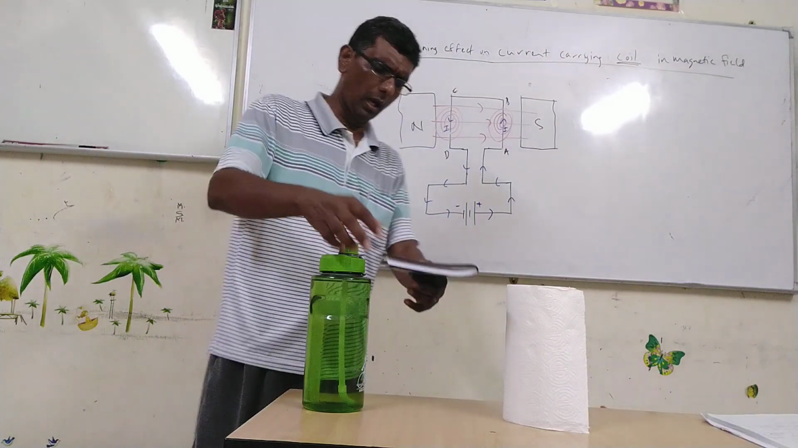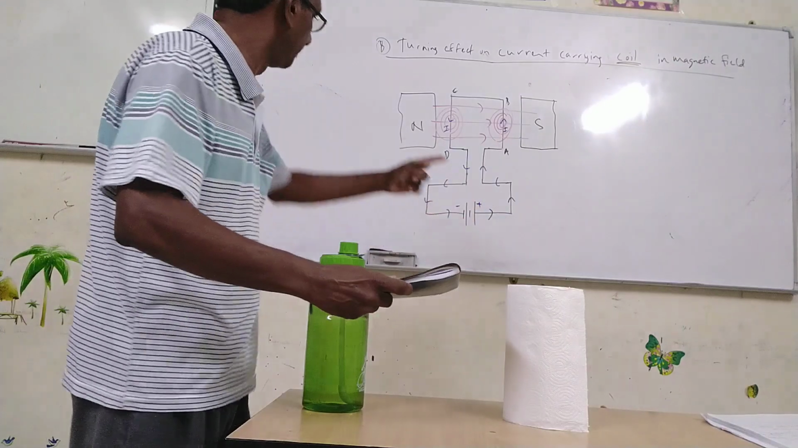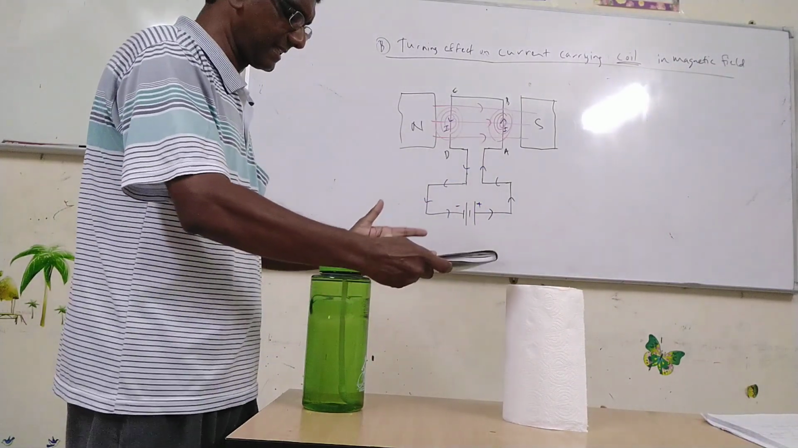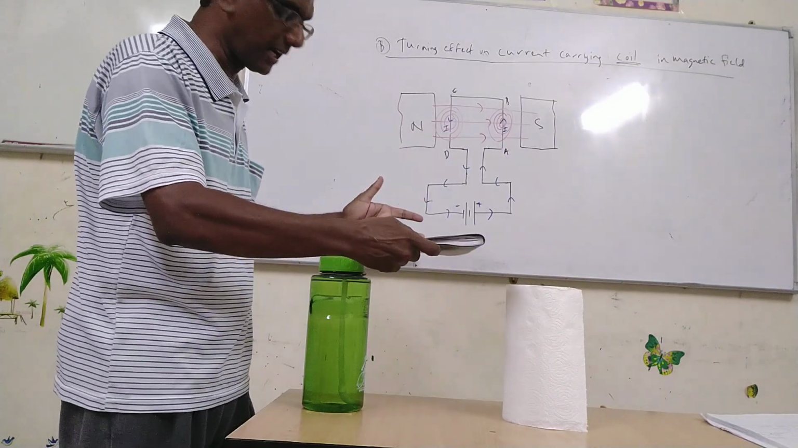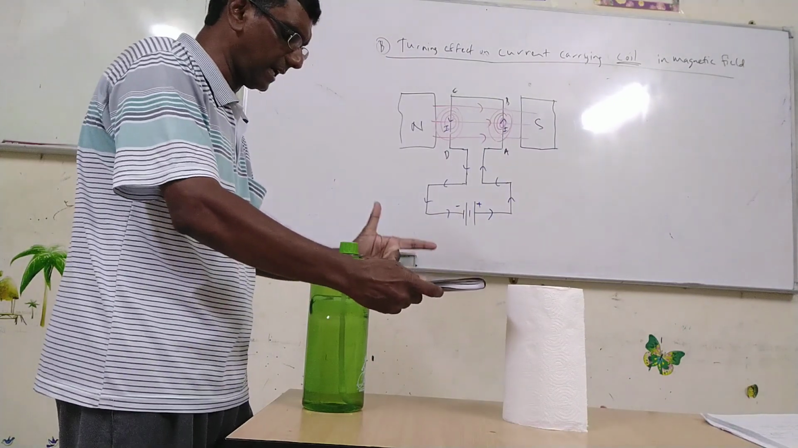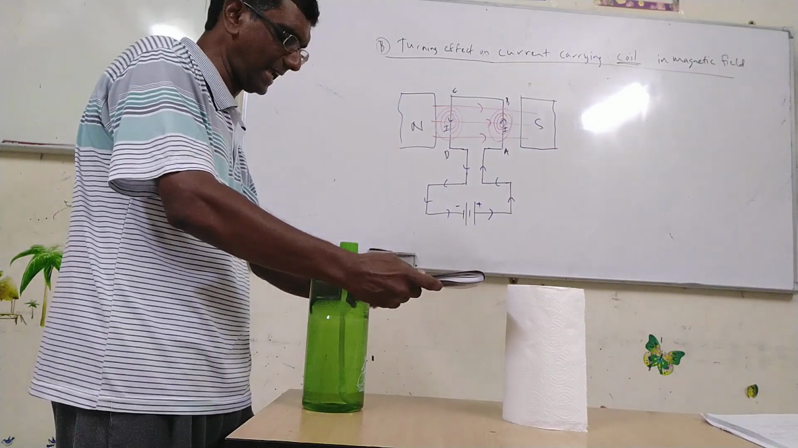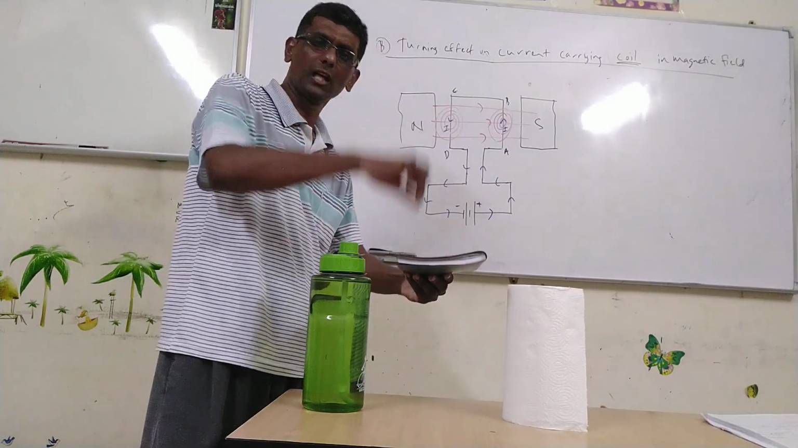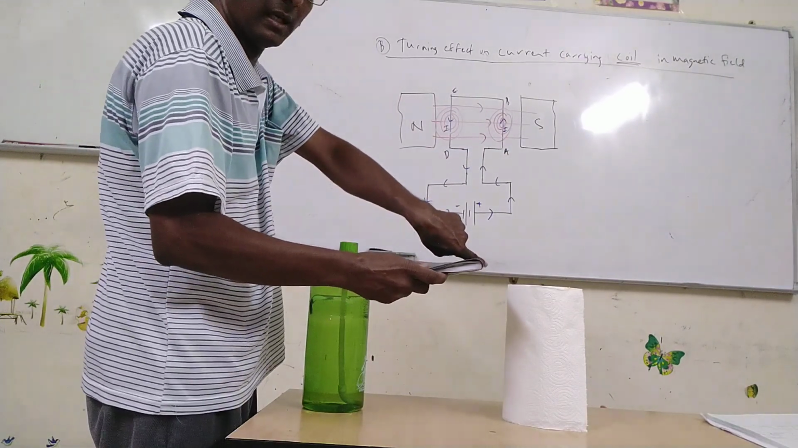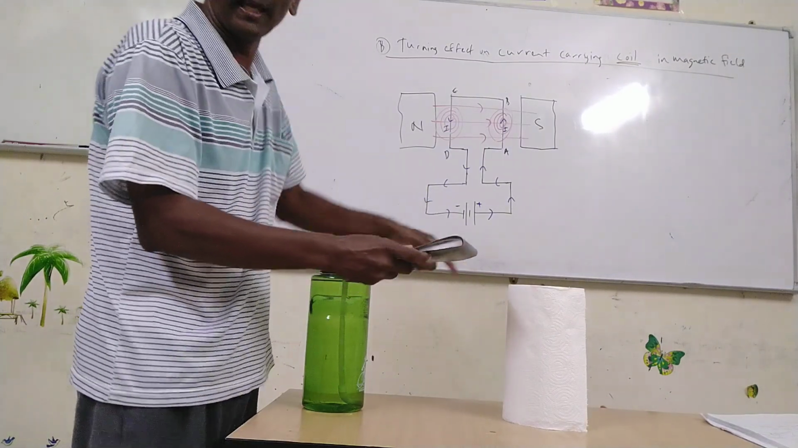Now, left hand rule again. This is the North Pole and South Pole. As the current flows in AB, current flows in. As a result, the force acts upwards here. And in CD the current flows in.